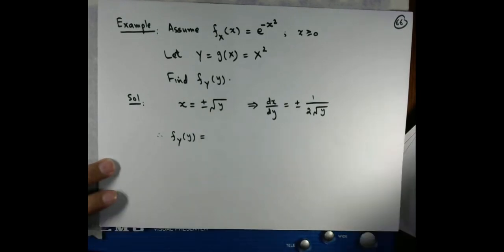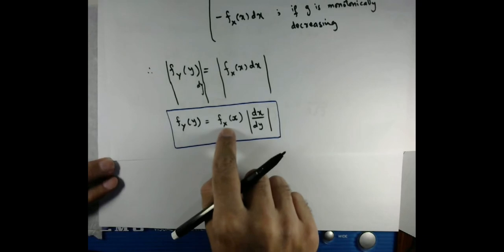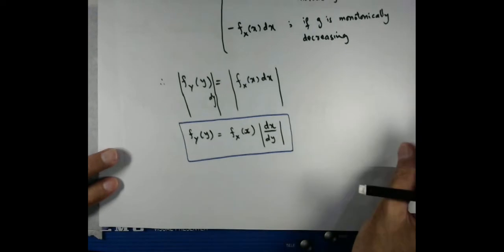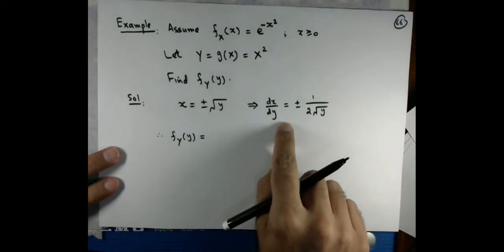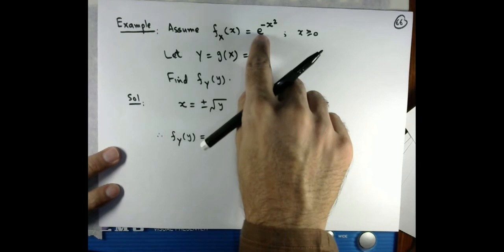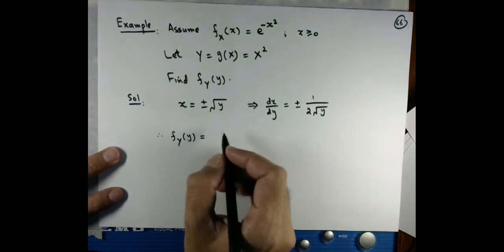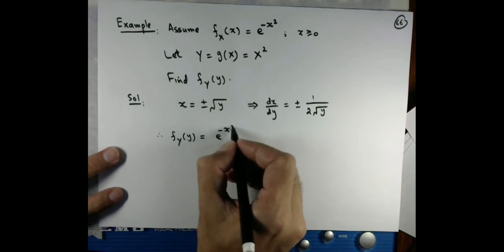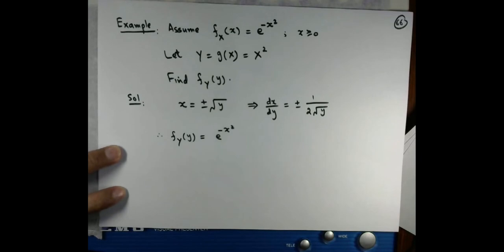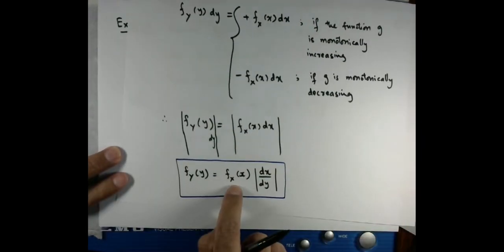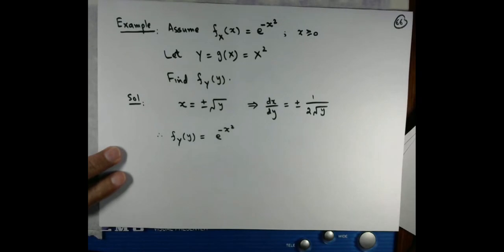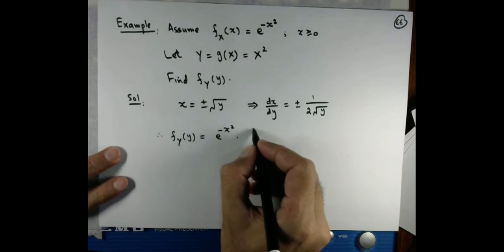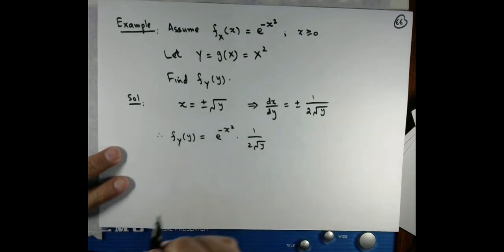Therefore, we can write the PDF of the derived random variable as what? The PDF of the original random variable, the parent random variable, the source random variable, times dx over dy. We have already found dx over dy. We already have the PDF of the source random variable. So now we can write it as e raised to power minus x square, which is the PDF of the source random variable, and dx over dy was obtained here. So it is 1 over 2 under root y.